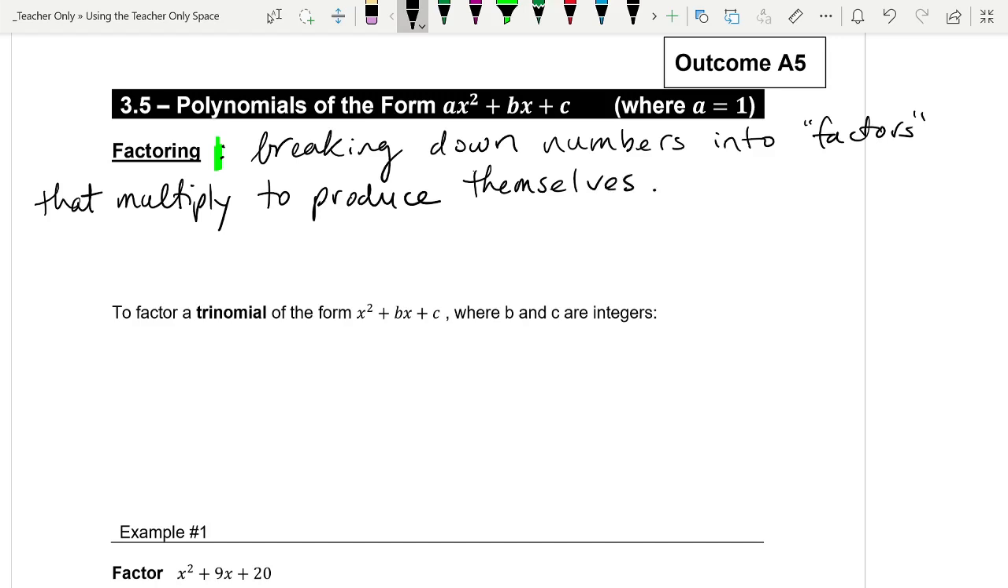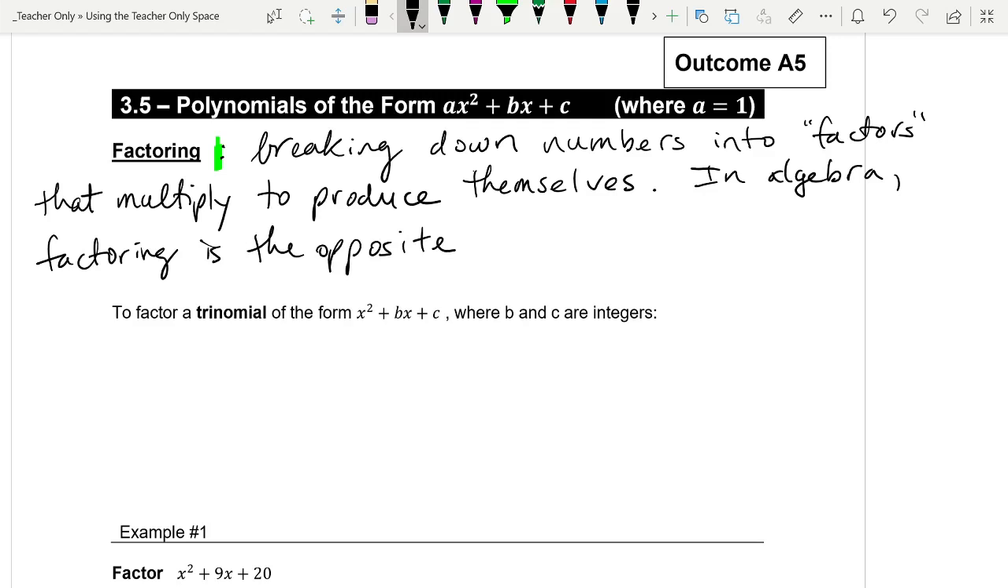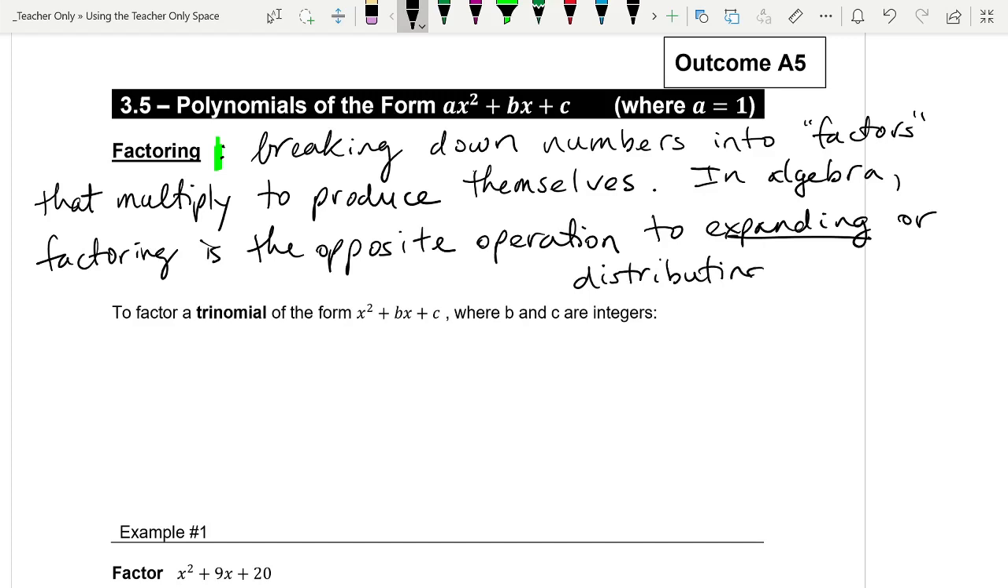And another way you can think of factoring in algebra is that factoring is the opposite operation to expanding or distributing. There we go. So there's our definition of factoring. So we'll start with that.